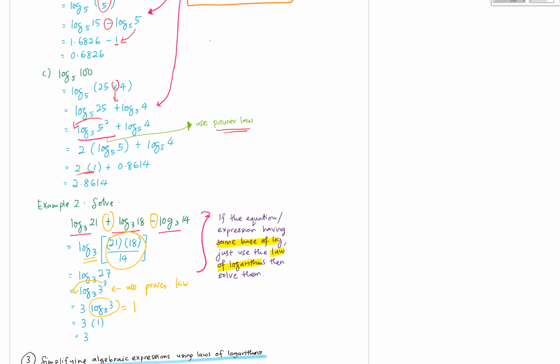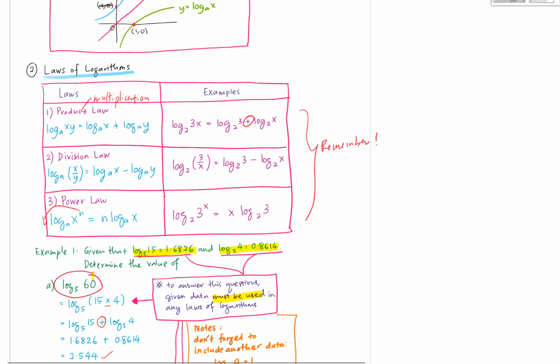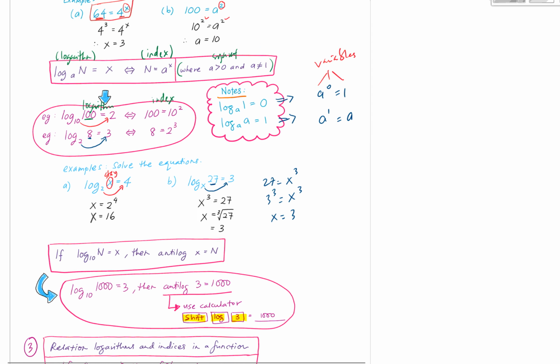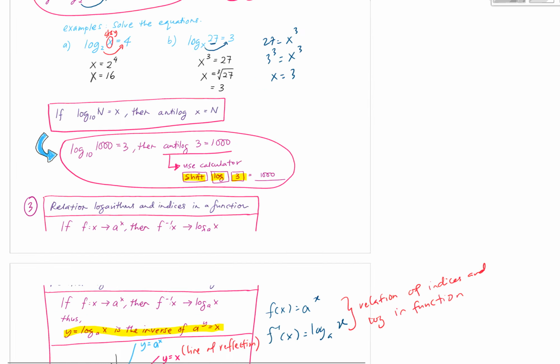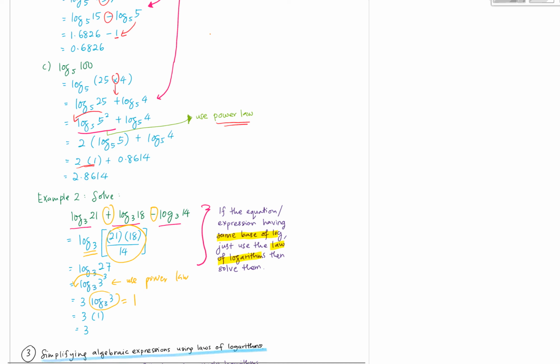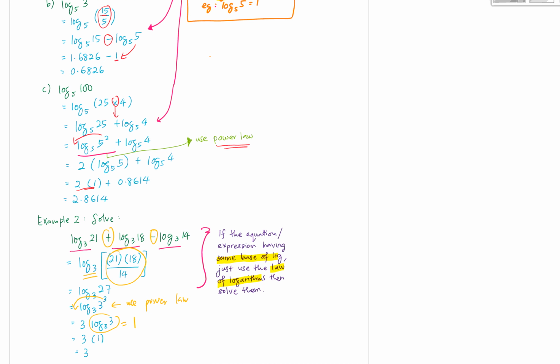So, for the first part of logarithms, you learned how to relate and convert between the forms of indices and logarithm. You also learned about anti-log, such as how to calculate using a calculator, the relationship of logarithm and indices in a function, and also the laws of logarithms. Alright, briefly. On the next part, we will continue later.